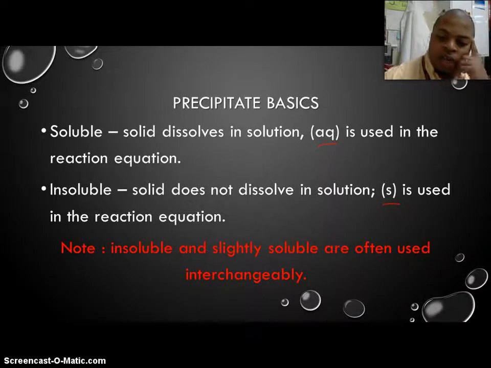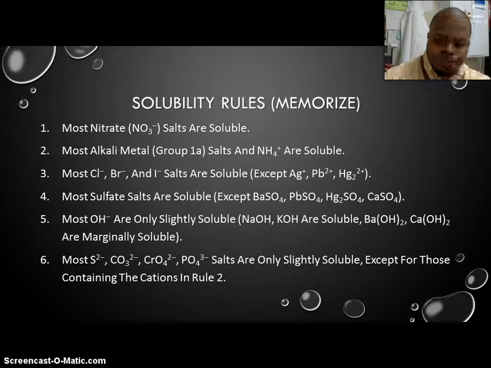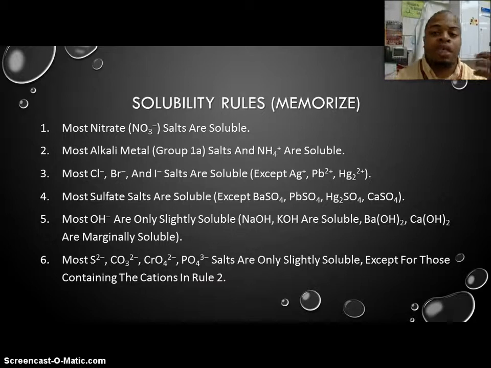Now, another little note, and I made sure to put it in bright red so you'll have it. Insoluble and slightly soluble are often used interchangeably. When we say something is insoluble, really what it means is very, very little of it actually dissolves, and so it's basically insoluble. It's basically not dissolving at all. But it may be just slightly soluble. We're going to talk about that when we get to complex ion equilibrium and all that fun stuff, but that's later in the year.